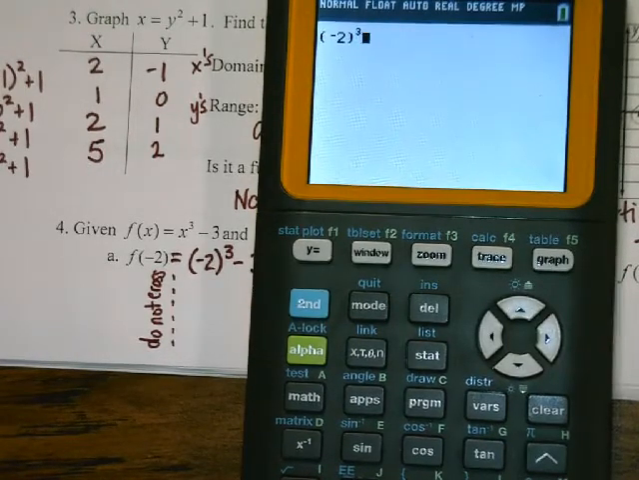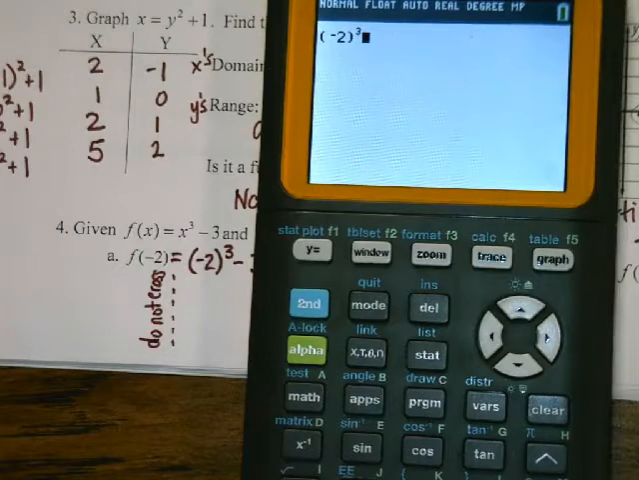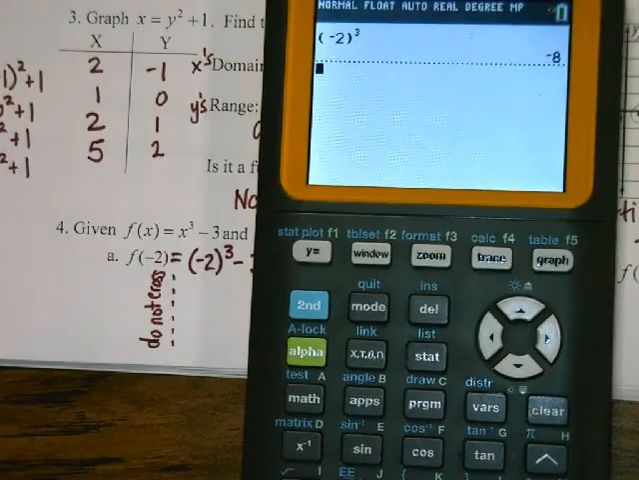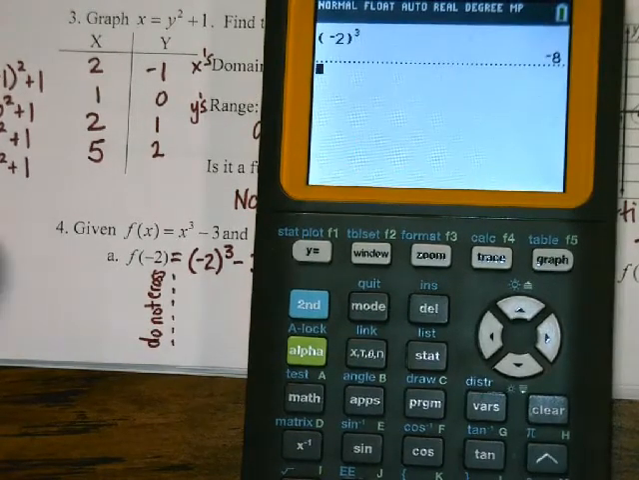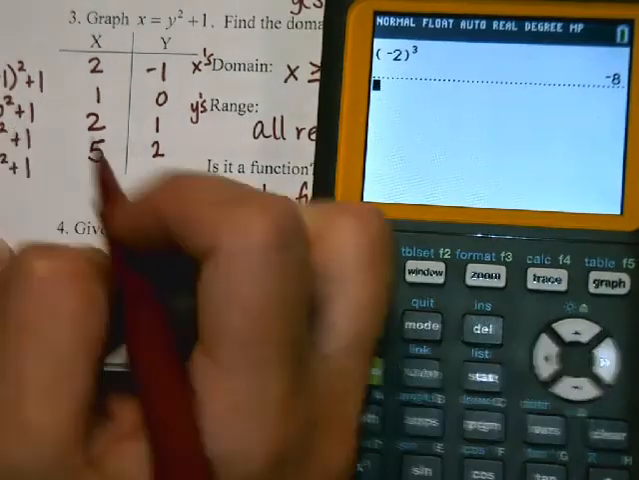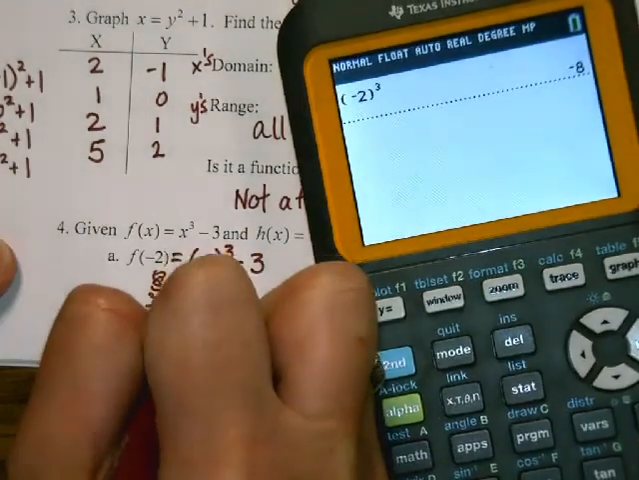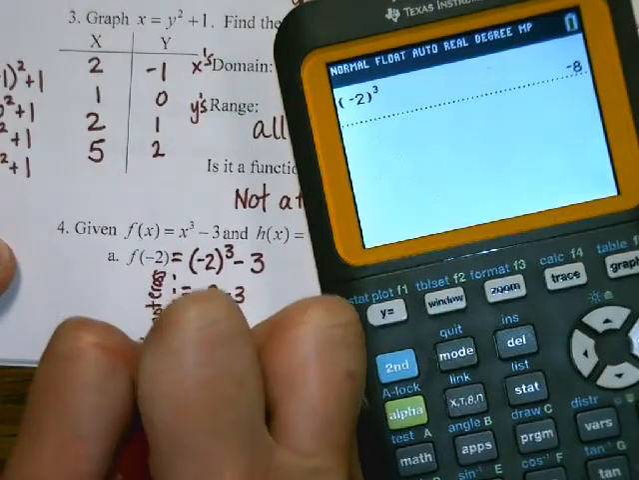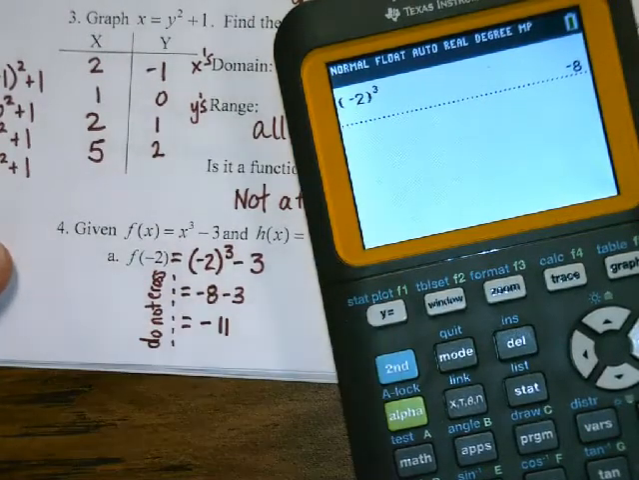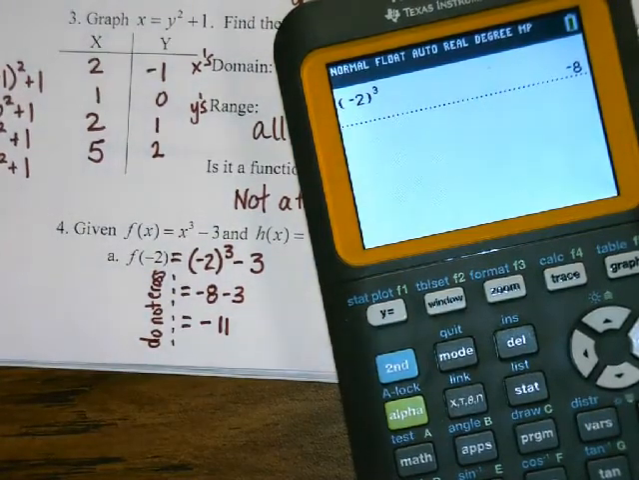So, -2 to the third power. -2 times -2 times -2 is -8. And then I'm going to subtract 3 more. If you want to do it all at once in your calculator, that's perfectly fine. But we should get -11.